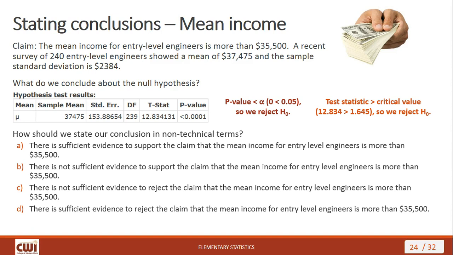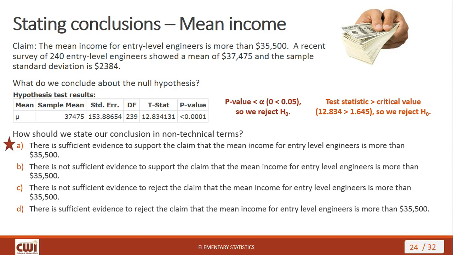We have a one-tailed test. Therefore, we're going to be looking at the answer options that talk about supporting the claim. If we had a two-tailed test, then we would look at the answer options that talk about rejecting the claim. So now we have to look at and say, which do we choose? Is there sufficient evidence or is there not sufficient evidence? And in this case, we're going to select that we rejected H0, therefore we have sufficient evidence.